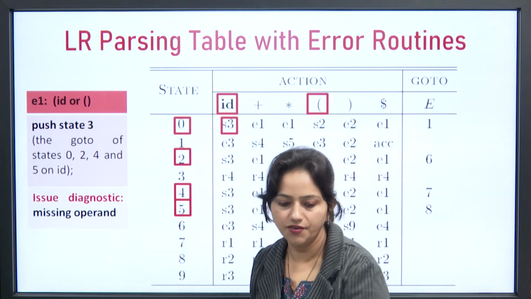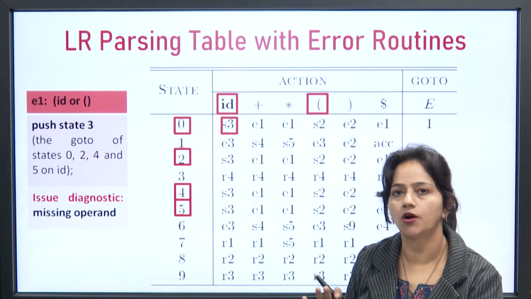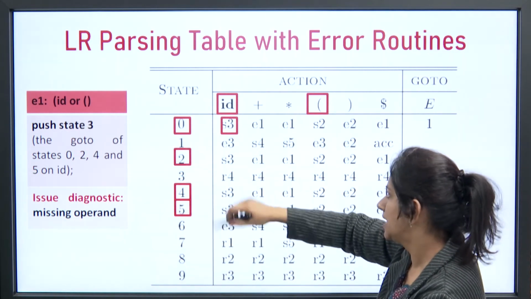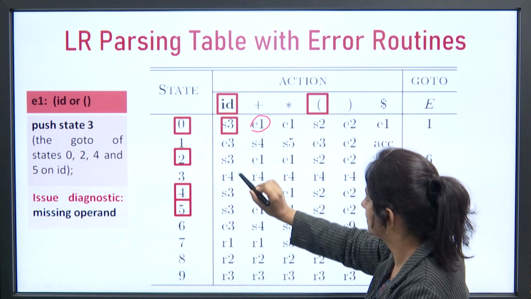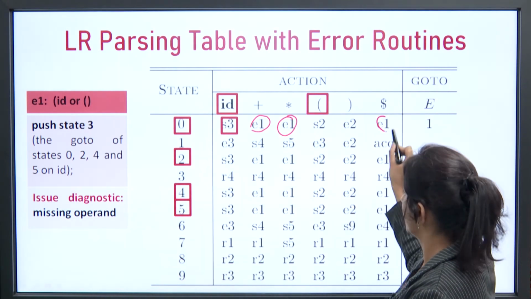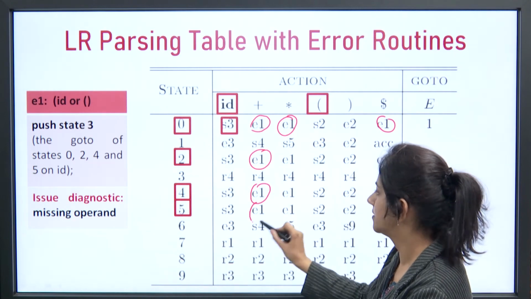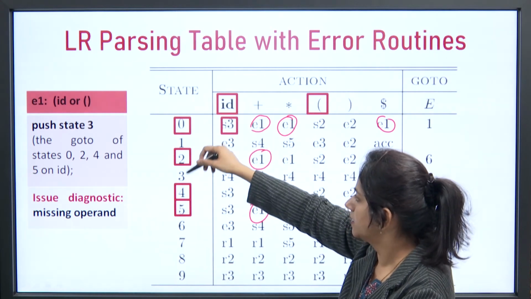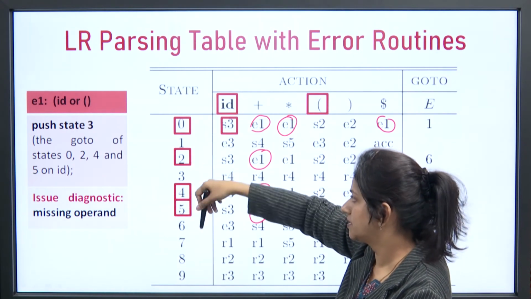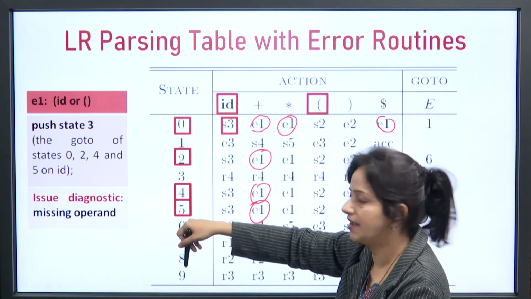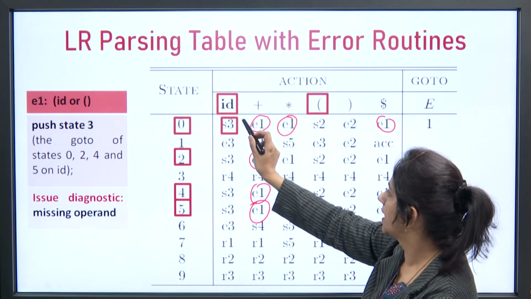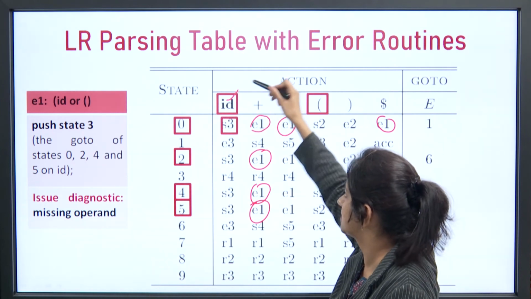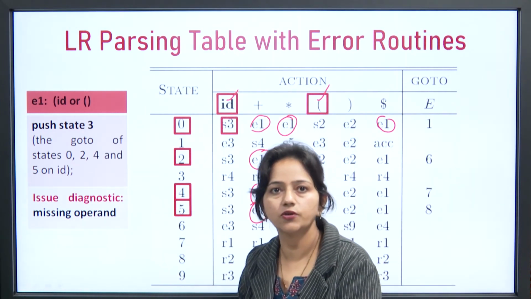Now, we will see what the various error routines we have written are and what the strategy for writing them is. First is the routine E1, which appears here, here, here, here, and in this row and this row. So, E1 is written for states 0, 2, 4, and 5, and the valid input symbols for these states are id and opening parenthesis.